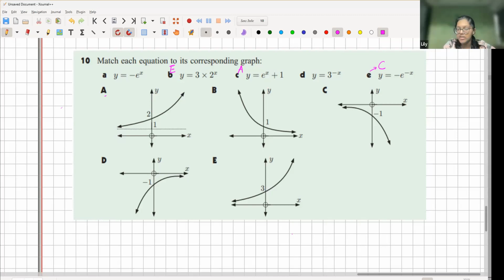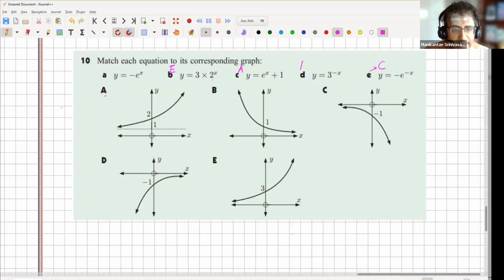Small d is capital B. Small d is capital B. 3 power minus x. Yeah. So that looks like 1 by 3 power x, or 3 power x flipped over. Same thing that we just discussed. And then this should naturally be the last one that's left, which is what? A, B, C. This should be capital D, hopefully. Minus e power x. Yeah.